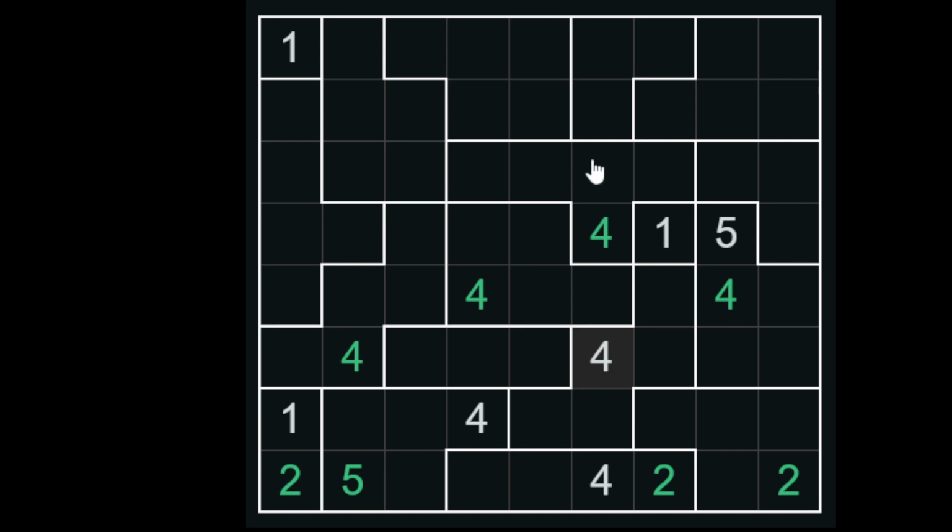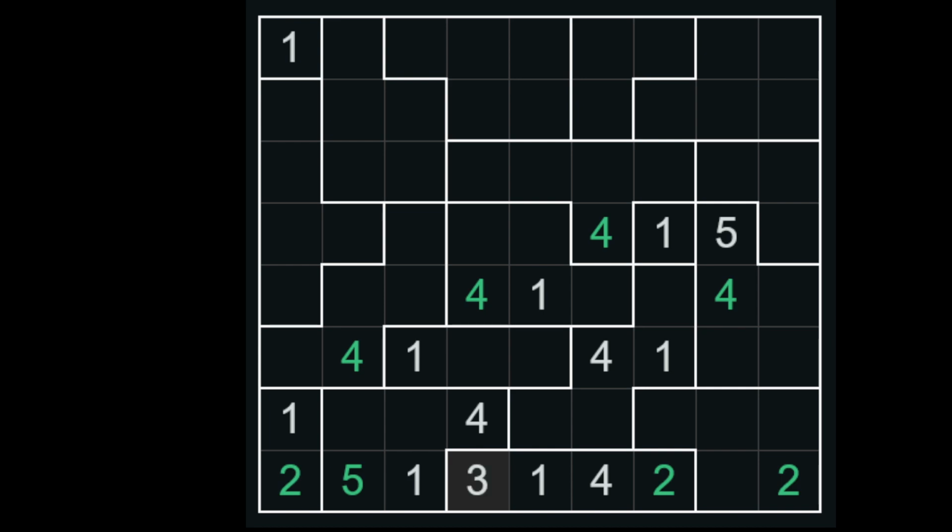This cannot be a 1. So there's a 1 in either of these. So neither one of these has a 1. This doesn't have a 1, so this is a 1. And that pushes a 1 in there, pushes a 1 in there, pushes a 1 in there, pushes a 1 in there. Hope that didn't go too fast. Probably not.